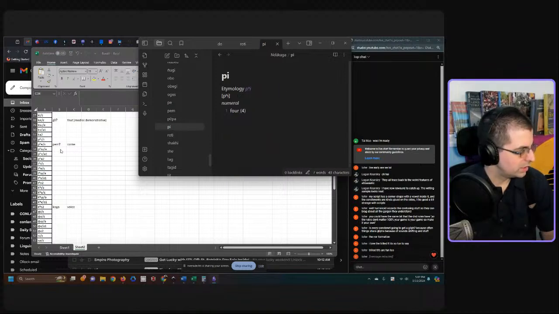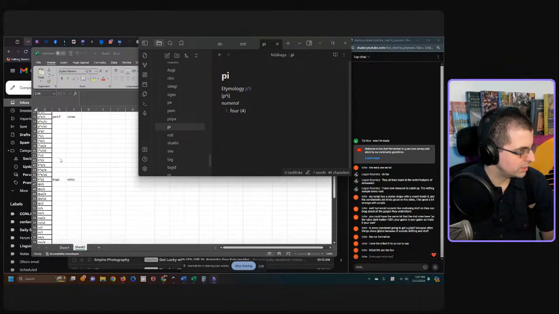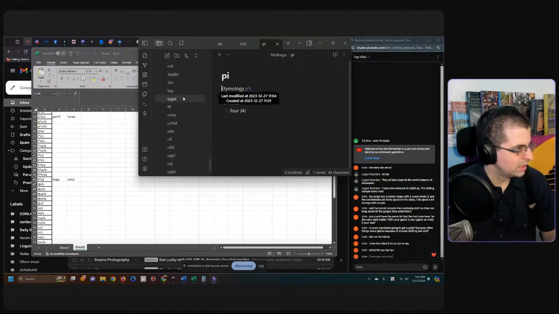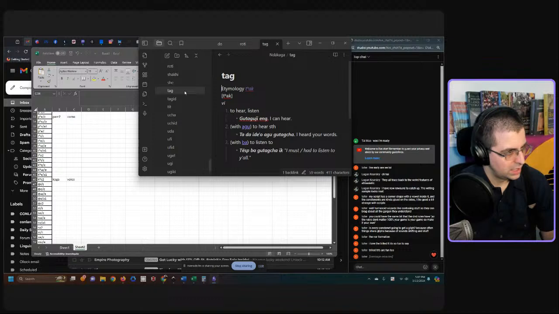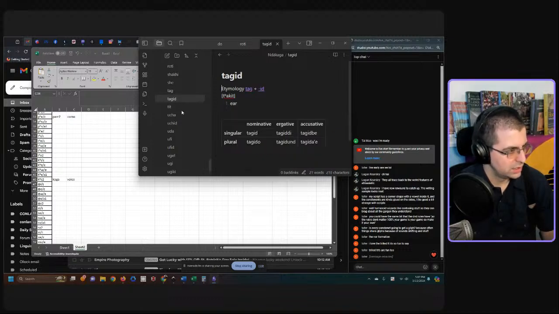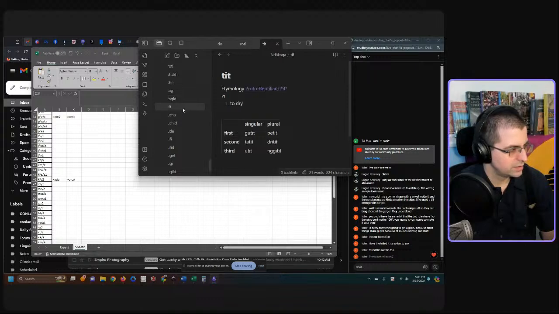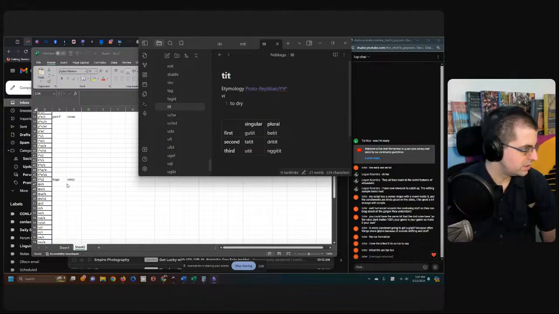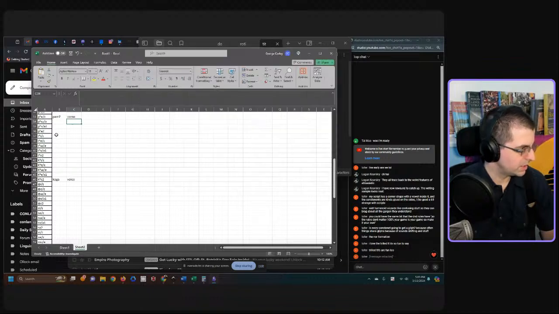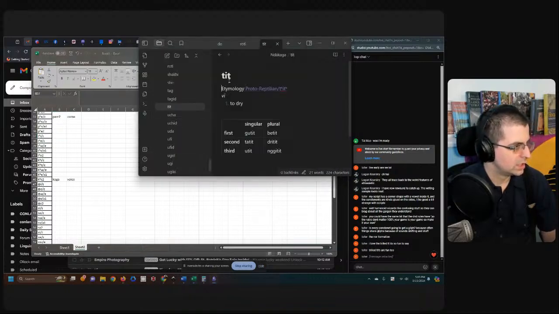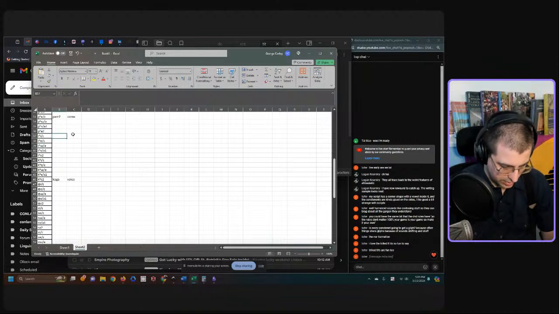Now we can go down to the T's. So we got tak. Tak means to hear or to listen. Tagid means ear. Teat means to dry. Teat is potentially useful. So you can think of teat.